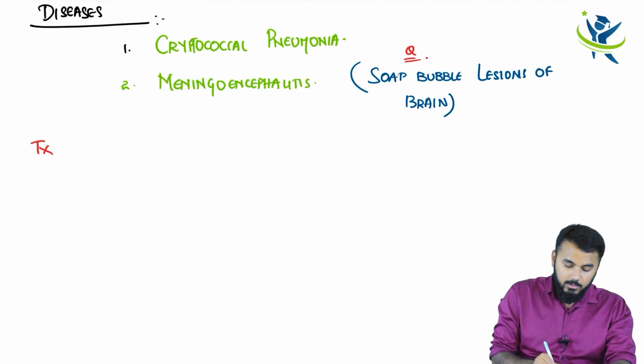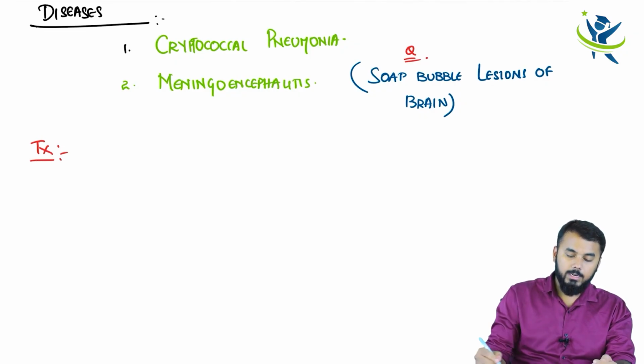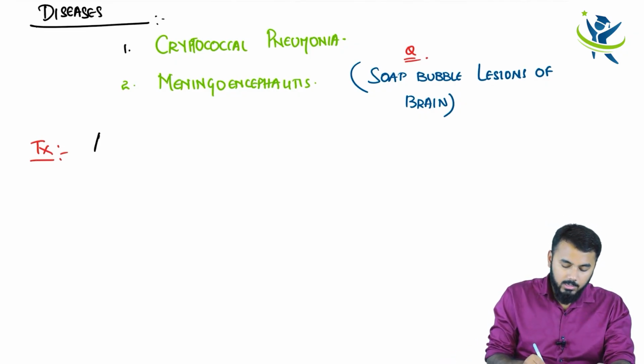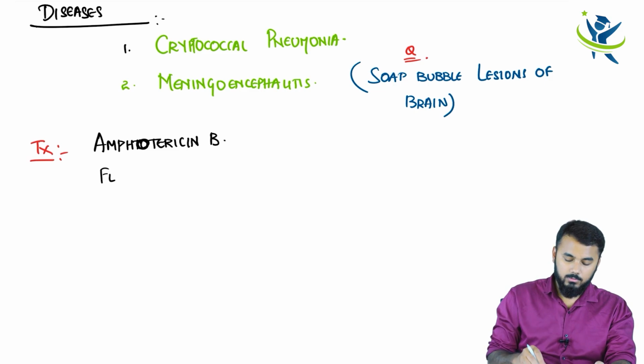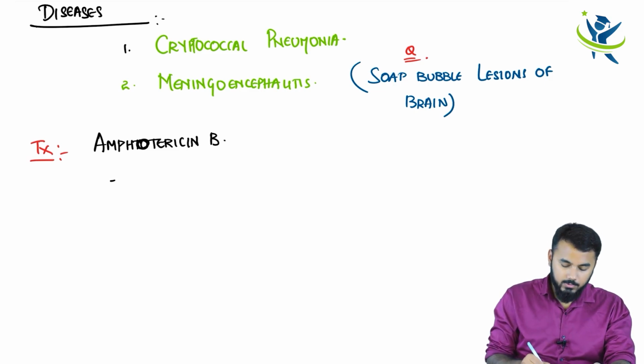So the final thing, we shall close this topic by discussing the treatment. The treatment obviously will be amphotericin B. So in all kinds of opportunistic fungal infections, you would give amphotericin B as well as flucytosine.